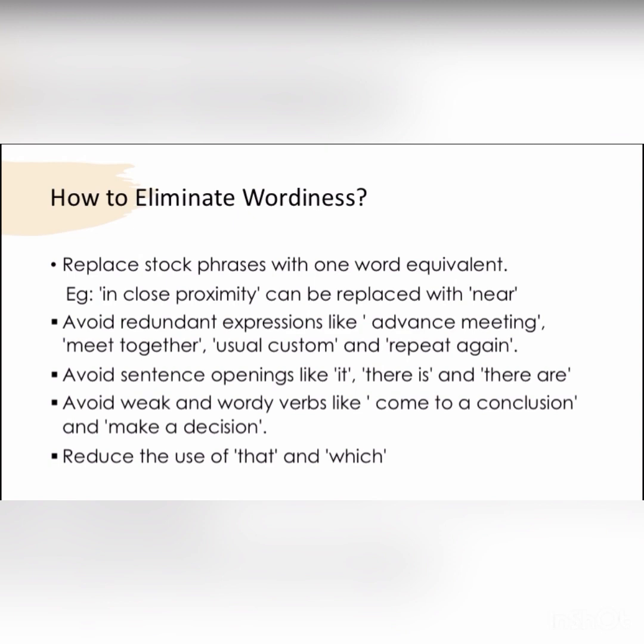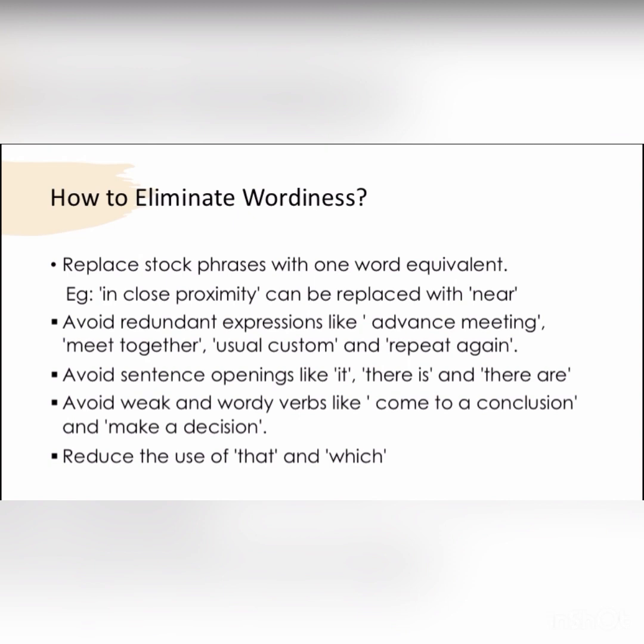Avoid redundant expressions like advance meeting, meet together, usual custom, and repeat again. Just look at that phrase, repeat again. Repeat means do it again. So you don't have to say repeat again or return back. Return means come back. Or advance meeting, you don't have to say that. Or meet together. Meet means coming together. So these are redundant or unnecessary expressions and you can easily avoid them in your formal writing.